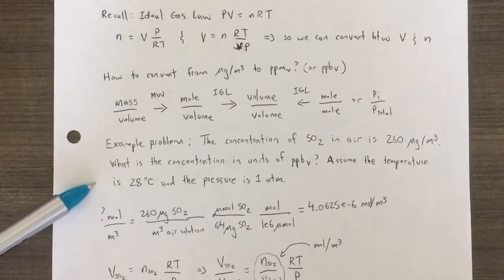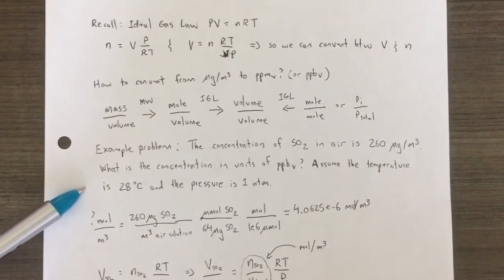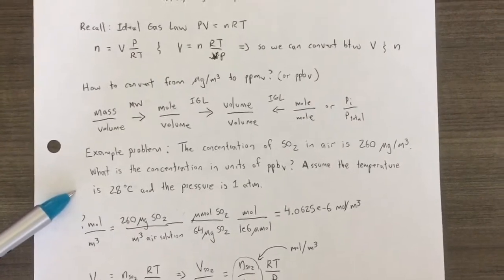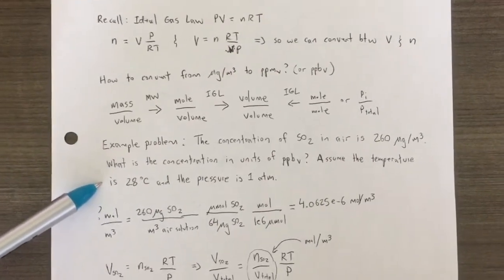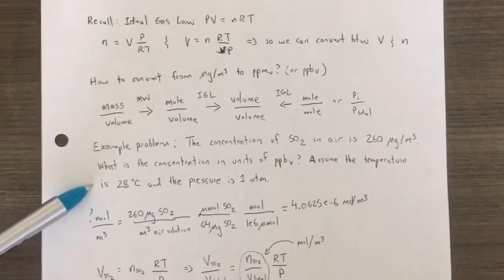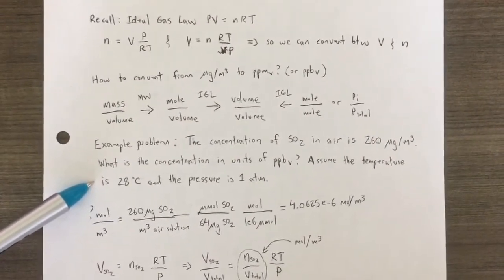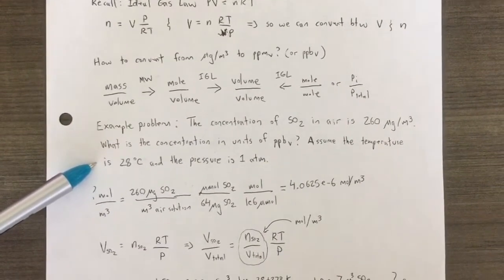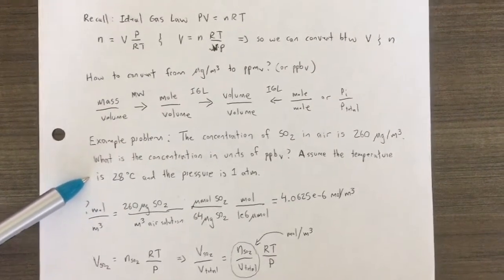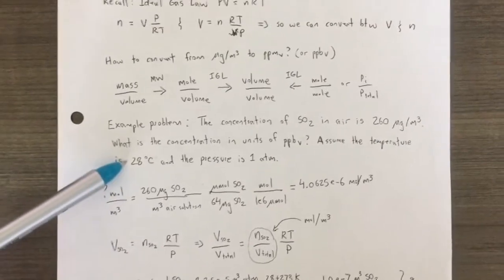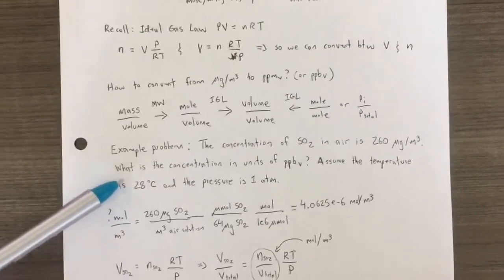So here's our example problem. The concentration of SO2 in air is 260 micrograms per meter cubed. What is the concentration in units of parts per billion by volume? Assume temperature is 28 degrees C and pressure is 1 atm. So one thing is, often when we do a concentration calculation in water or in soil, temperature and pressure are less important. Temperature can impact concentrations and reactions. Rarely do we worry about pressure in water or soil. Whereas in making calculations in air or in gas, knowing both temperature and pressure is critical.